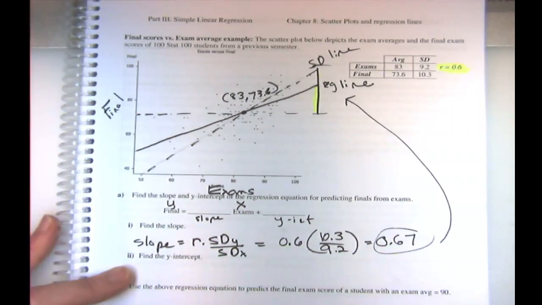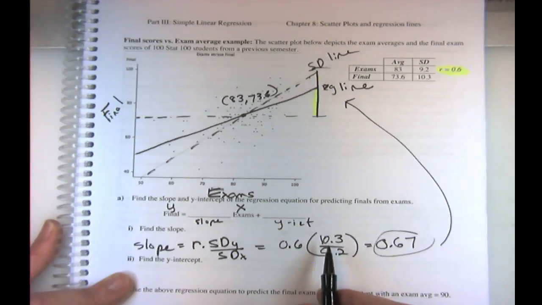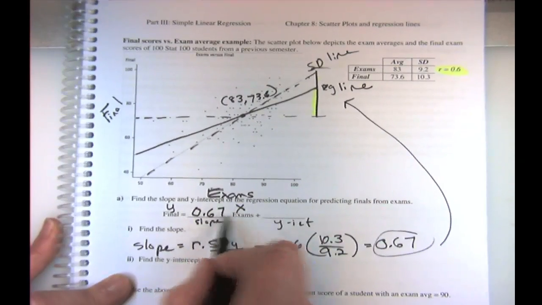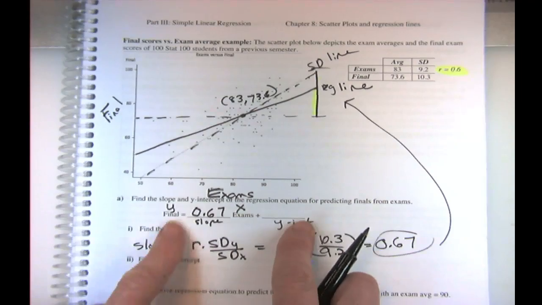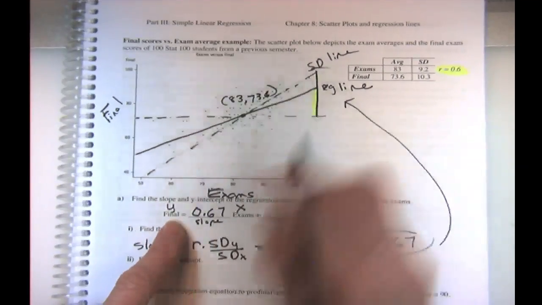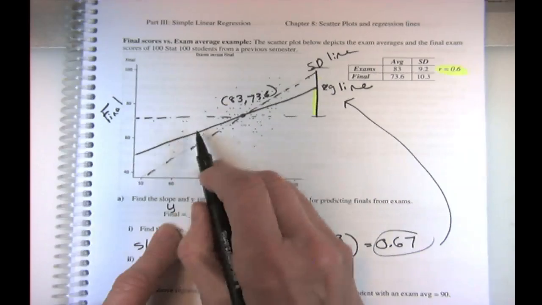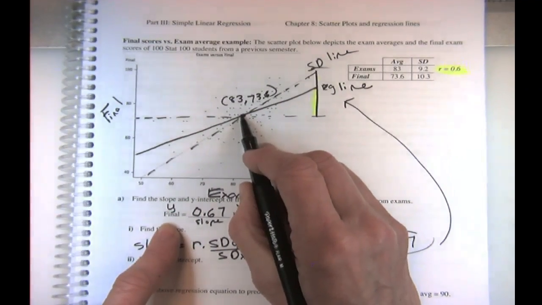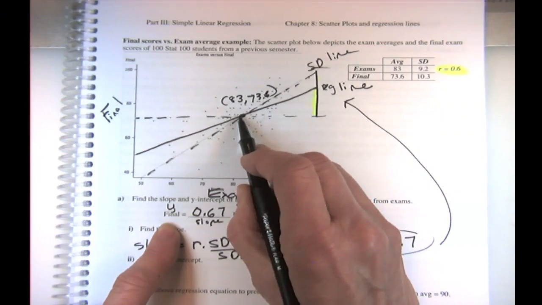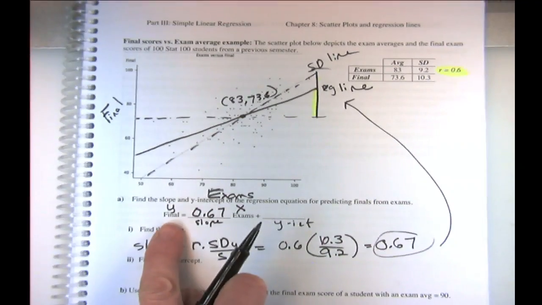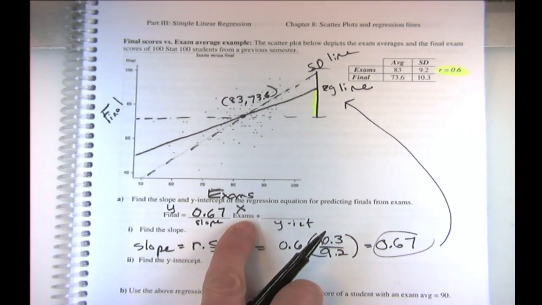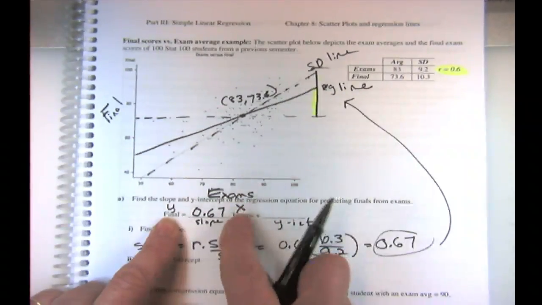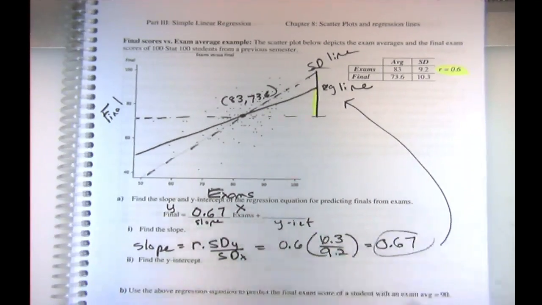Now to find the y-intercept. Well, okay, we have this equation. Let's put the equation in. So far, what did we get? The slope. Now we want to get this. All right, so we're looking at this line. Now, this equation has to be true of every single point on this line. The only point we know is the point of averages, so it has to be true of that. So if we plug in the point of averages, the average for the final is 73.6, and the average for the exams is 83, then we can solve for the y-intercept. So let's do that.